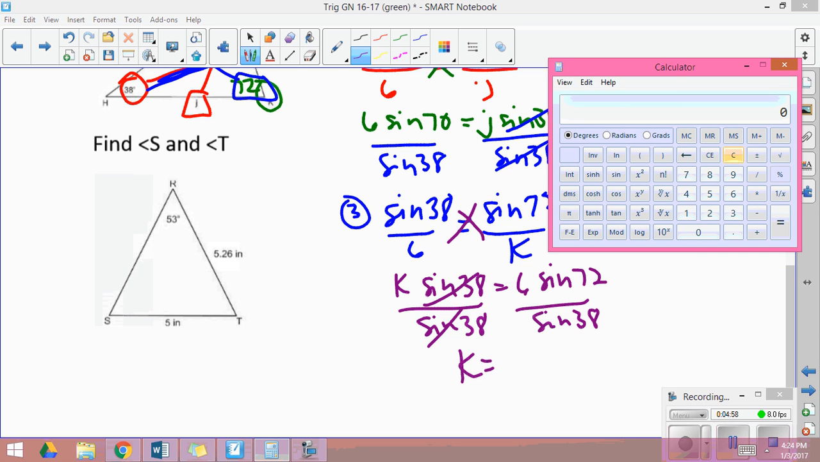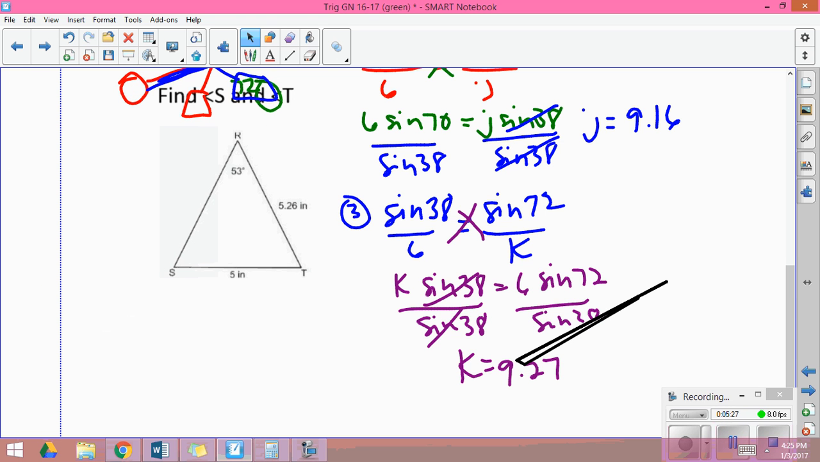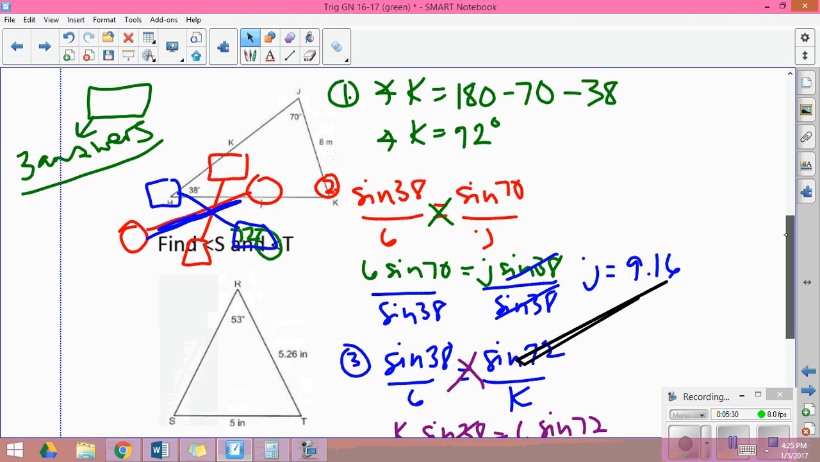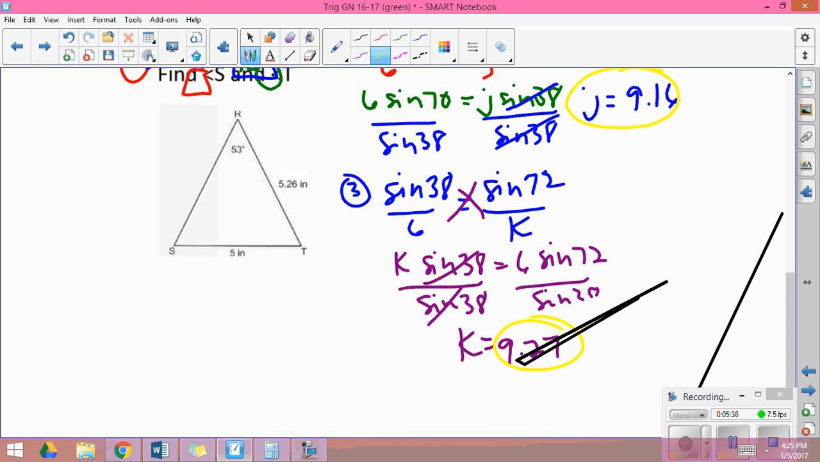And so I'm going to go to my calculator, and k is, clear, 72 sine times 6 equals divided by 38 sine equals, and it is 9.27. Oops. Random line shows up there. K is 9.27. Okay, so that is how you would solve that triangle. So I've got one answer, two answers, three answers.